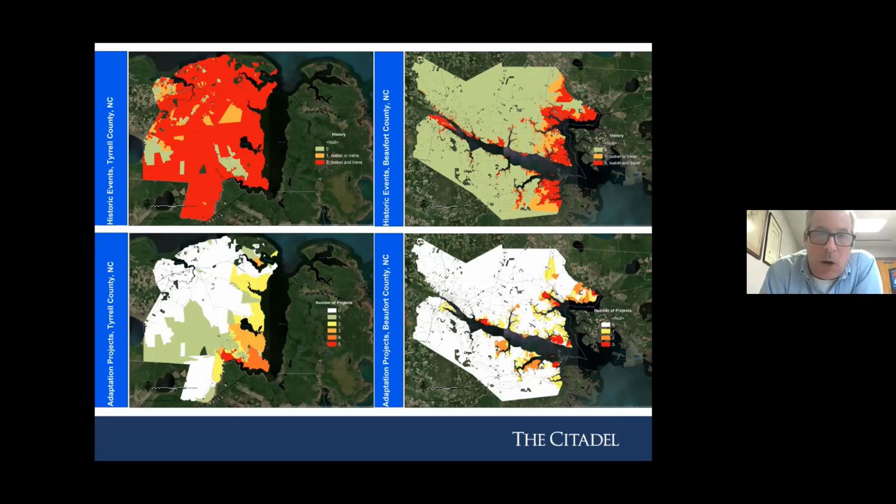And then down below are a number of adaptation projects from the API data set, just giving you a sense of where the projects are located geographically compared to the historic flood events that have happened.